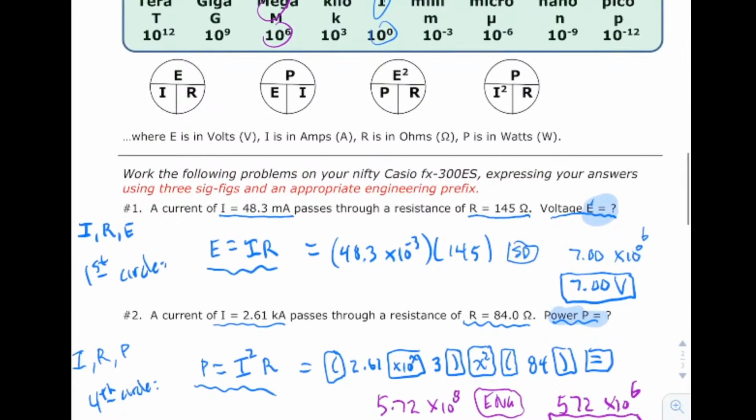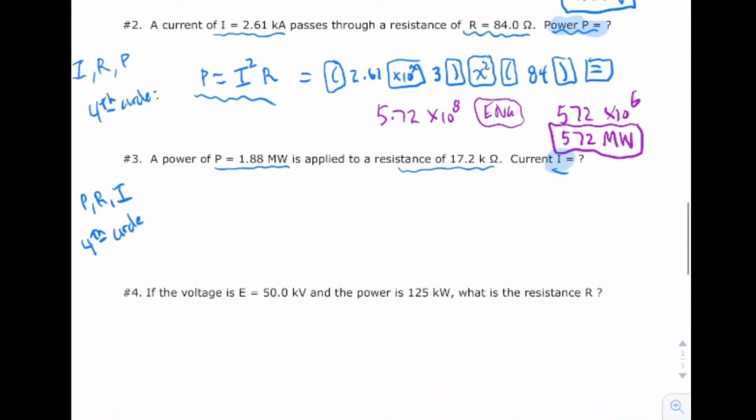I want to solve for the current I. Now you got to be a little careful with this one, because what this formula actually says is I squared equals P over R. That's what that says. Let me write that down here. I squared is equal to P over R. And if that's what I squared is equal to, we don't want I squared, we want just I.